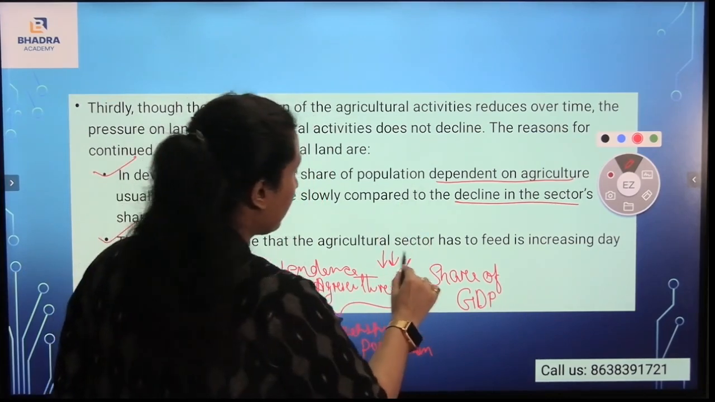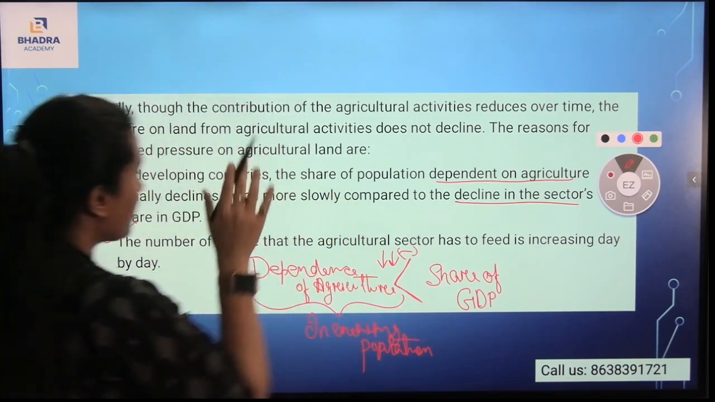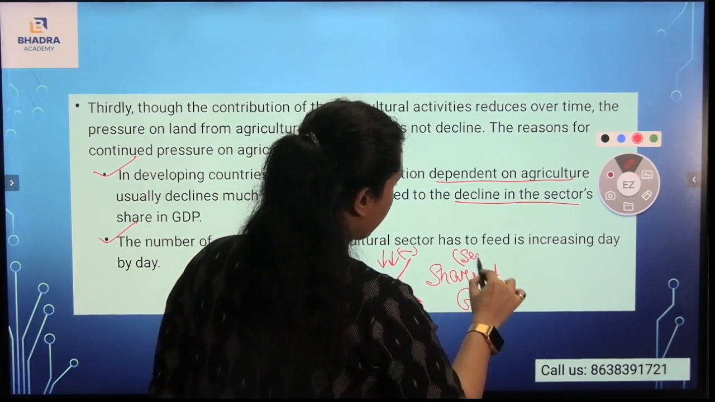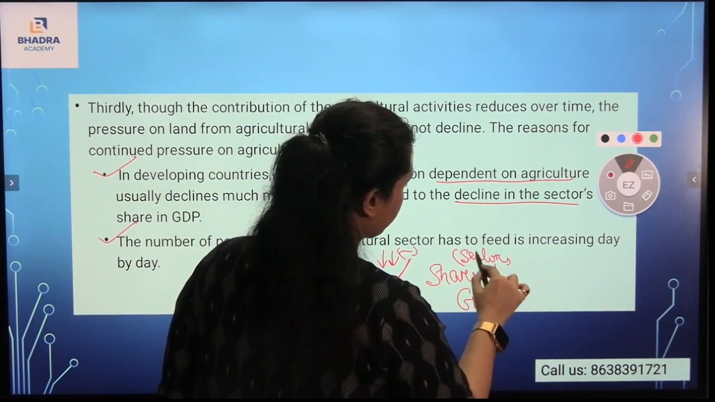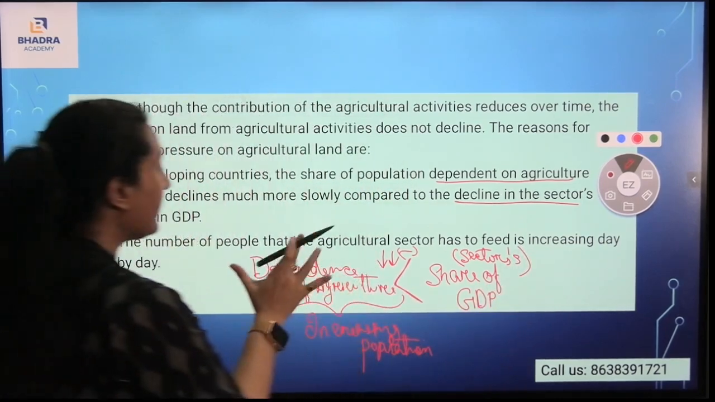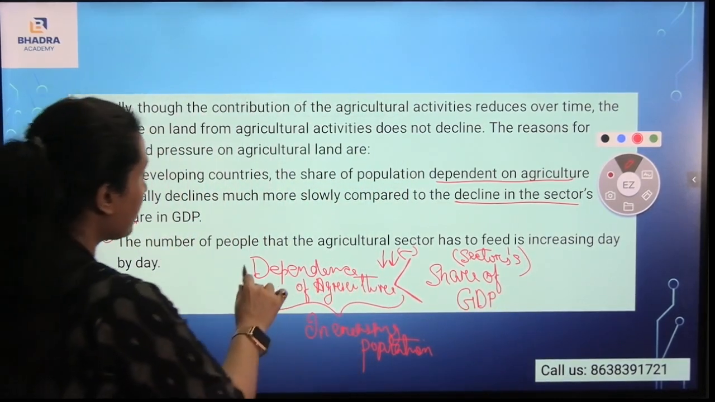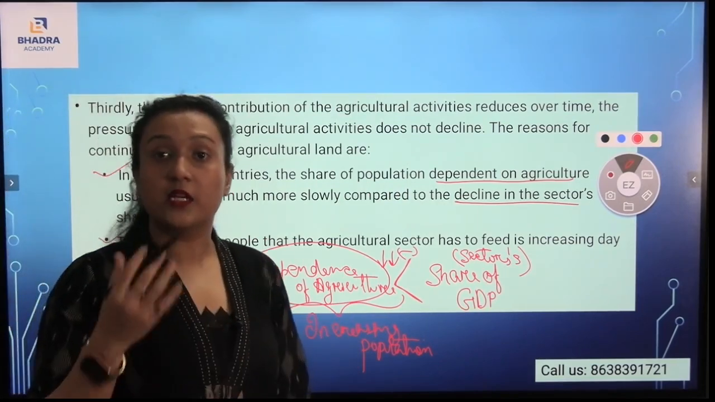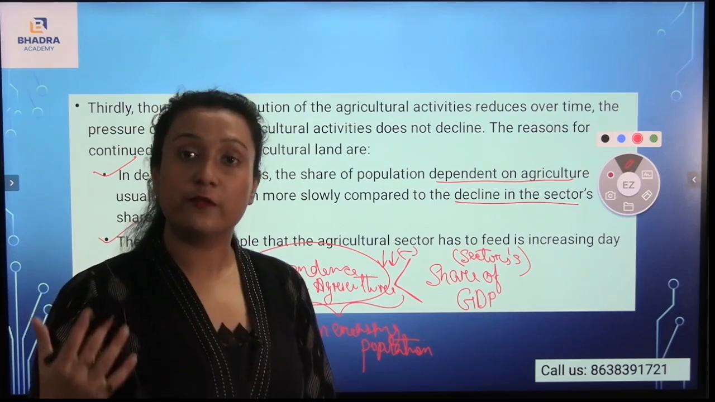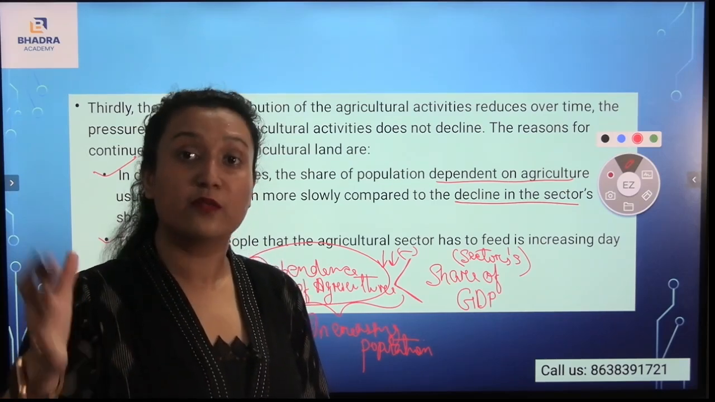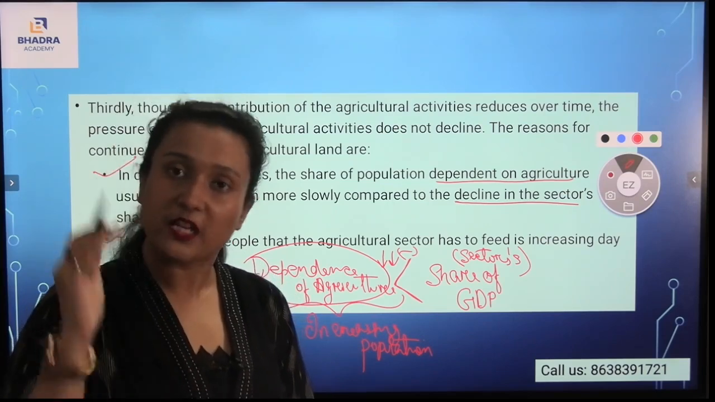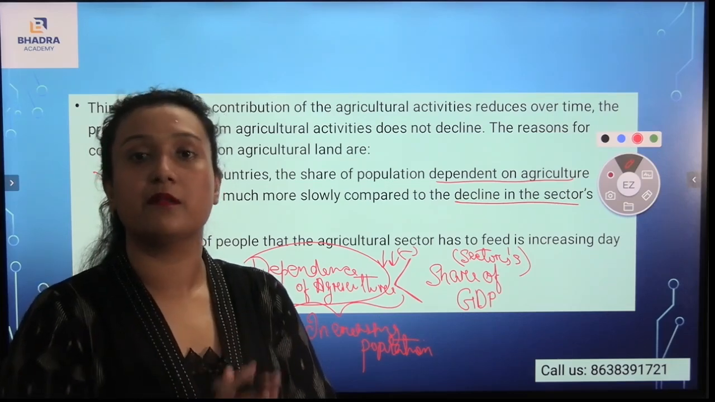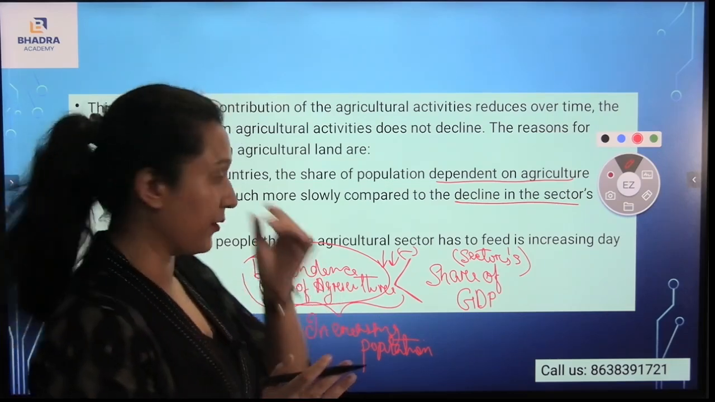It will be declining very slowly in comparison to the sector's share in GDP, which means the dependency on agriculture will still be trending. Why? Just because of the increasing population. If the population increases, there will be more dependency on agriculture. I hope this is clear.